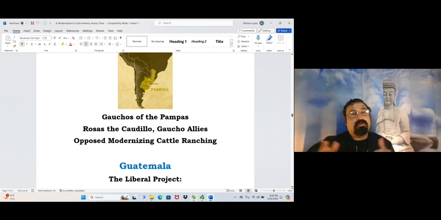And so what they want to do is to do away with the gauchos, in other words. So the gauchos appeal to a strong man. And so what we see is the arrival of Rosas here as the caudillo, the strong man, in other words. He is now rising up to national politics.